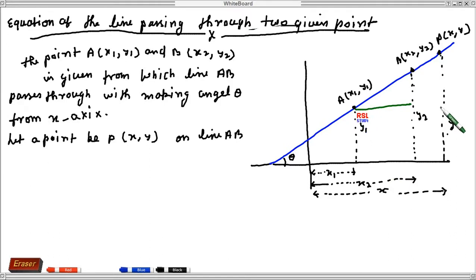If we stretch a line from point A parallel to the x-axis, meaning a horizontal line from point A like this, and we draw a line from point B, then they will meet like this, making a triangle. So this is a right angle triangle.